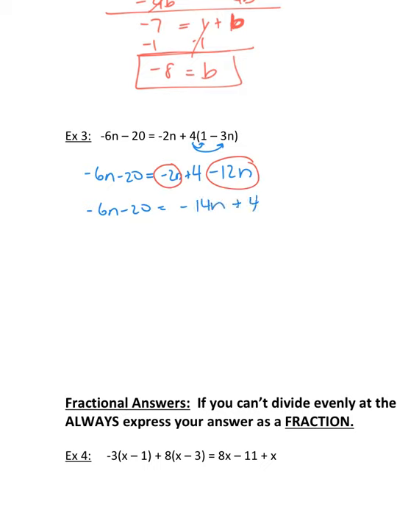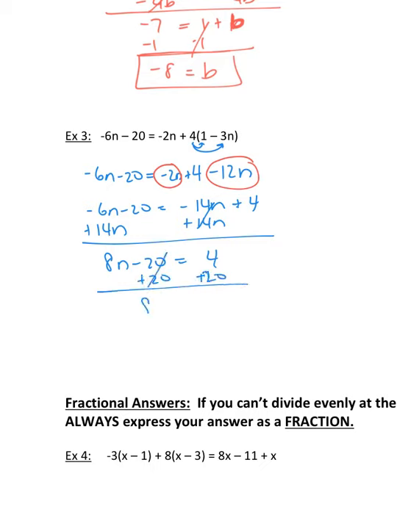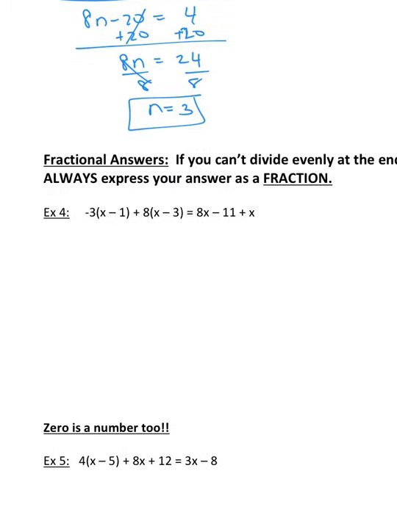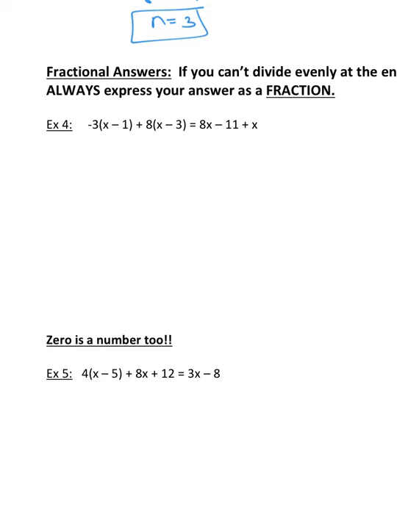And then I'm going to try to get my n's onto one side of the equation, so I'll add 14n to get them to the left side. That will give me 8n minus 20 equals 4. And then I'm going to add 20 to get the numbers on the right side. I have 8n equals 24. And now I just divide by 8, n equals 3. Okay, again, this is all review from last year. So what we're going to look at now is situations where your answers are going to be fractions. So let's look at example 4.